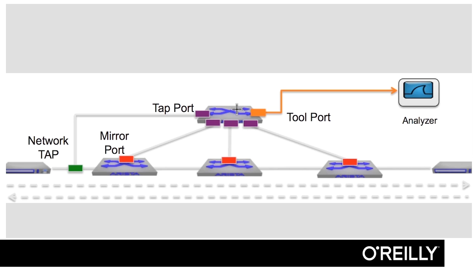The tool ports are where we connect our analysis tools. Tool ports only transmit. They never receive. So because our tap ports don't transmit and the tool ports don't receive, we often consider the tap aggregation switch as a device that can fly under the radar of change control. You have little risk, or significantly reduced risk, of harming the production network as you configure the tap aggregation switch.